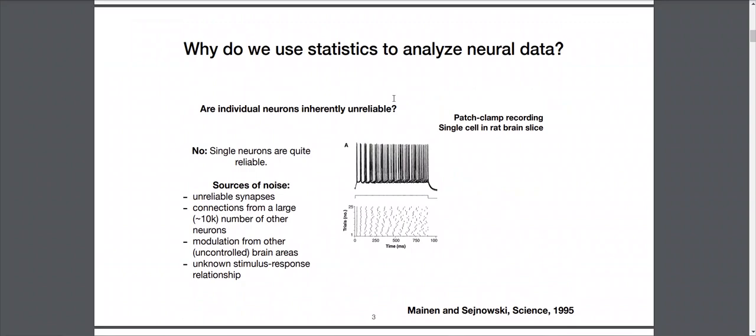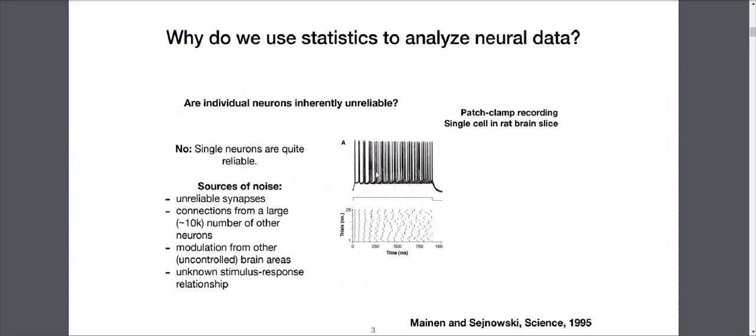Why do we use statistics for neural data? Well, there's a bunch of neurons, so we have to use statistics to give an overview of the sheer number of neurons. And also, actual data is quite noisy, so in order for us to look through those, we have to utilize statistics.